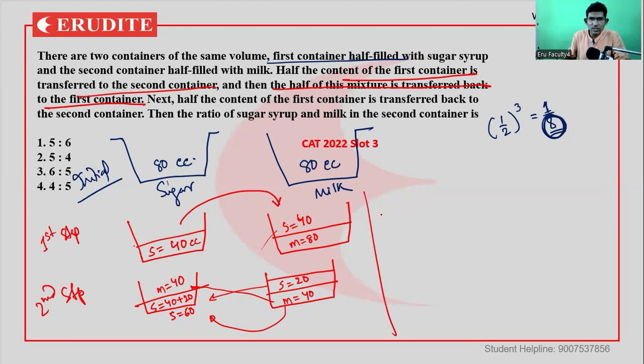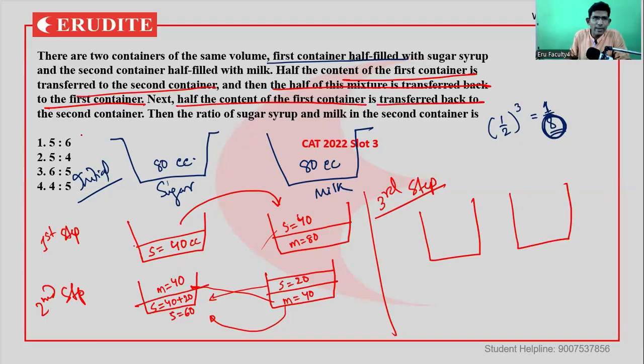Now what will happen after the third step? If I draw it here, the third step. Now it says half the content of the first container is transferred back to the second container. Again, half of this is transferred back. So what will happen now? That means again half of each of the components will be shifted to the second container.